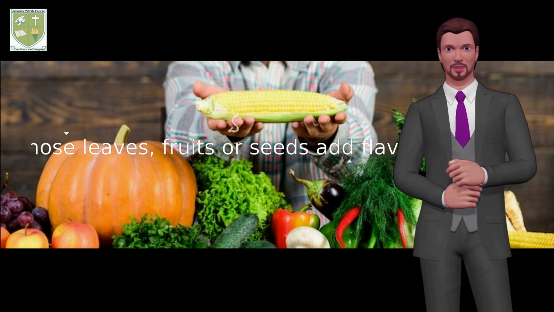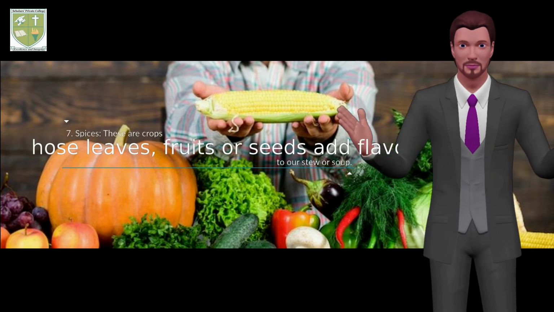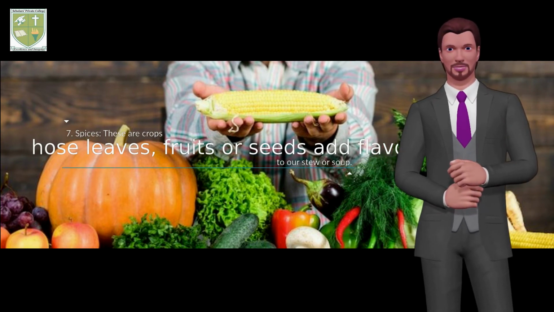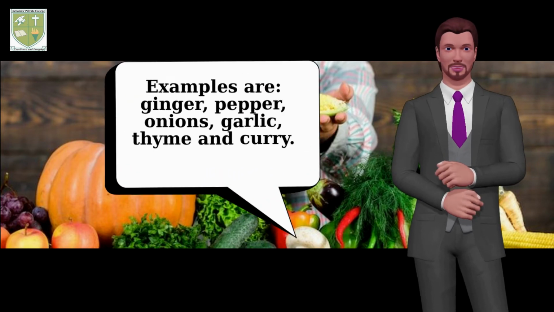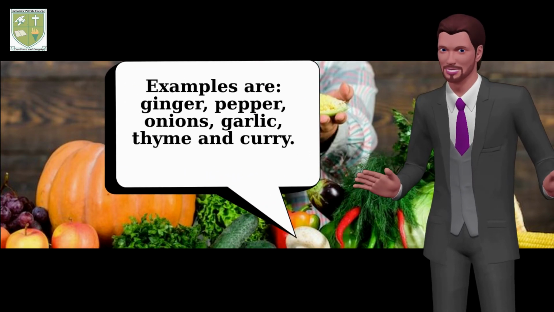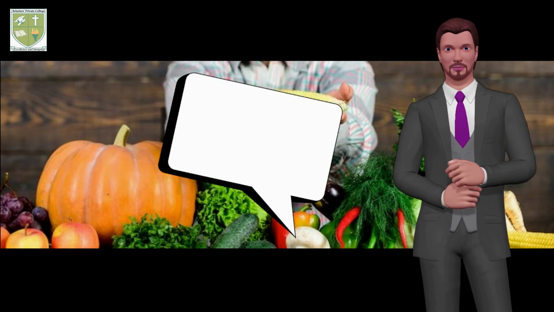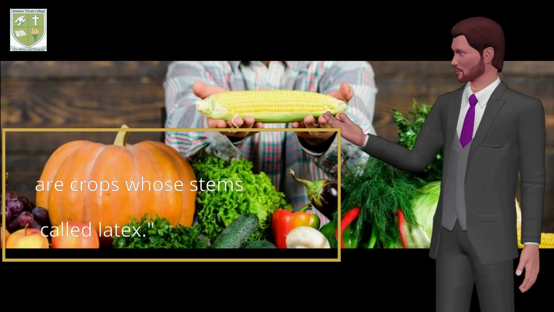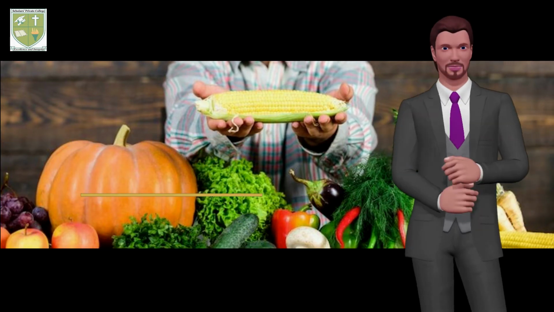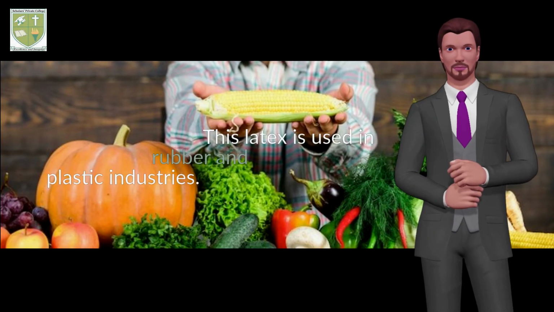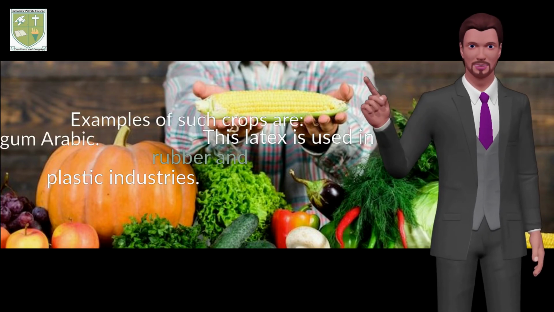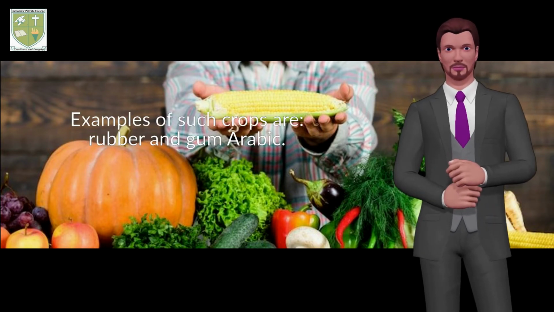7. Spices. These are crops whose leaves, fruits or seeds add flavor to our stew or soup. Examples are ginger, pepper, onions, garlic, thyme and curry. 8. Latex crops. These are crops whose stems produce sticky fluids or liquids called latex. This latex is used in rubber and plastic industries. Examples of such crops are rubber and gum arabic.